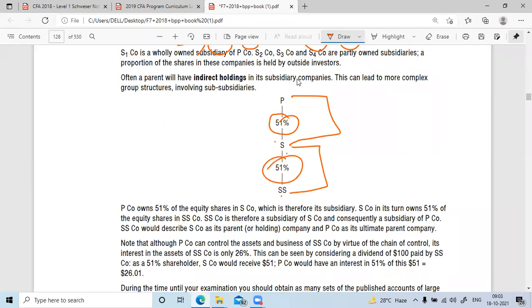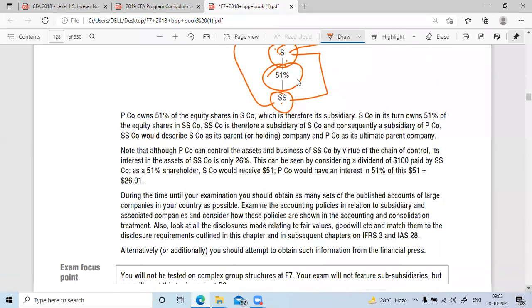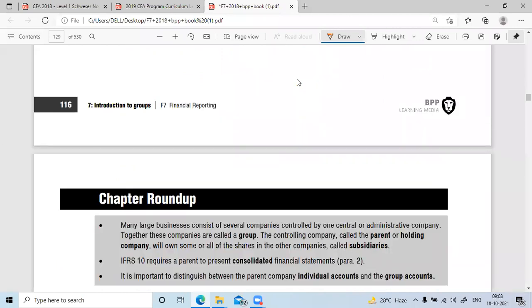This is called the subsidiary of this. This is called the subsidiary of this. This is called the subsidiary of parent. Okay. This is the direct parent, and this cannot do the consolidation. Only P can do the consolidation. See, with this we finish the chapter number 1. Okay.